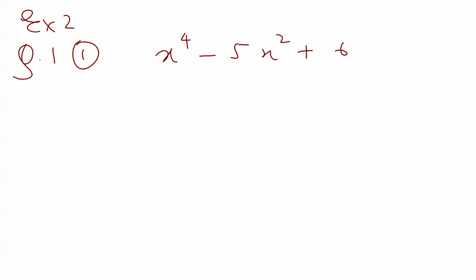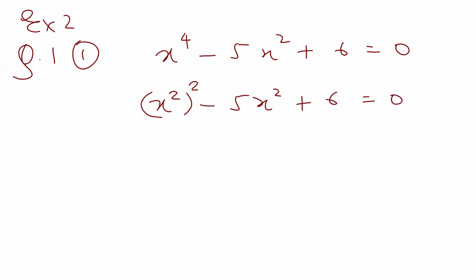Recording. So let's go to exercise number 2. Question number 1, sub question 1, which is on page number 2 of your worksheet. x raised to 4 minus 5x square plus 6 is equal to 0. x raised to 4 can be written as x square the whole square minus 5x square plus 6 equal to 0.